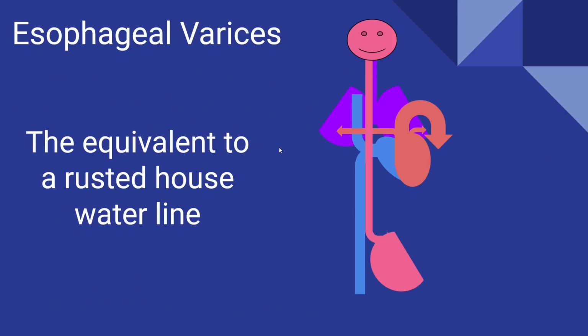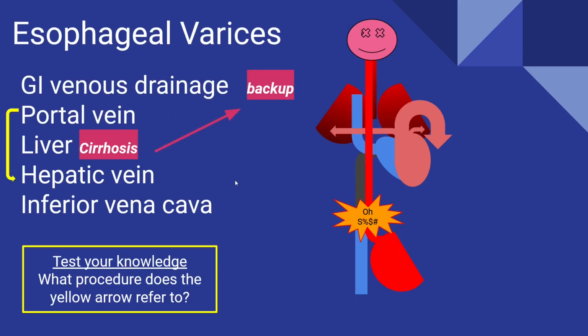Okay, so the next topic is esophageal varices. Now, esophageal varices, I want you to equate this to a rusted house water line. So a very important water line in your home has been damaged to the point where it now has burst. And that's what we see with esophageal varices.